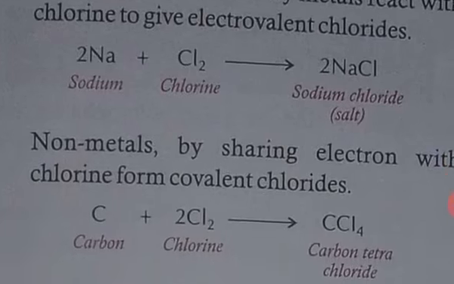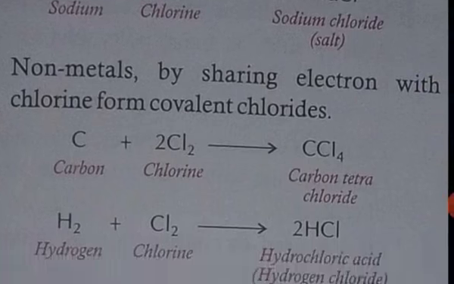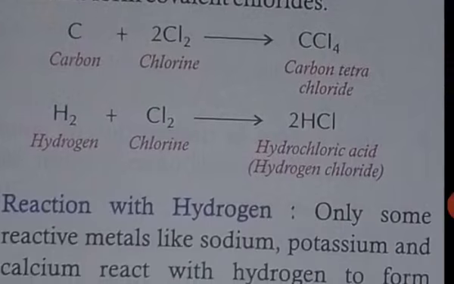And the non-metals react by sharing electrons with the chlorine to form the covalent chlorides. C plus 2Cl2 is equal to CCl4, carbon tetrachloride. And another example is H2 plus Cl2 is equal to 2HCl.